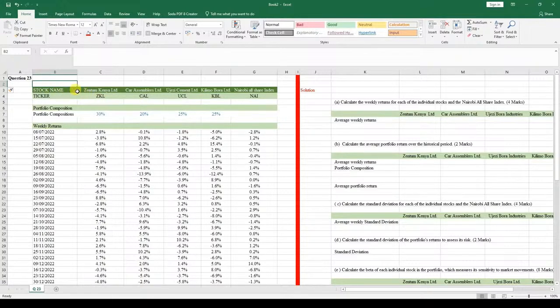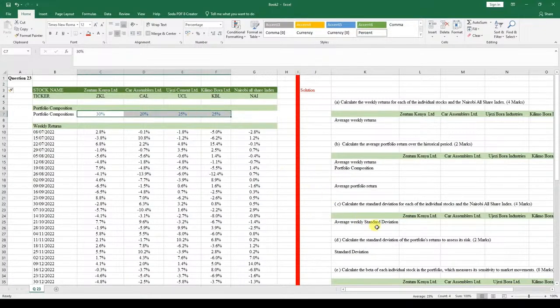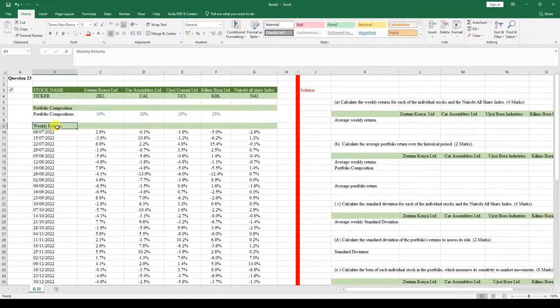You've been given the stock names, Z-Term Kenya Limited, Car Assemblers, Ujenzi Centum, Cement, Kilimo Bora, Nairobi All Share Index, and you've been given the ticker symbol right over here. You've also been provided with the portfolio compositions, and all of these total to 100%. You can quickly check by scrolling down over here, and you can see that the sum is 100% right here. You are presented with the weekly returns for all of those companies, including the Nairobi All Share Index.